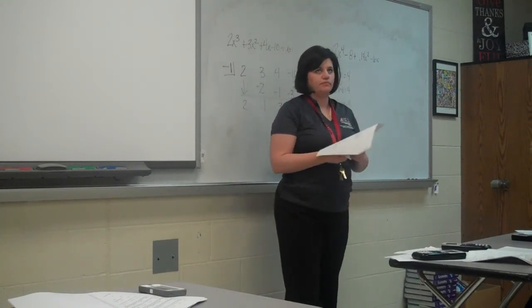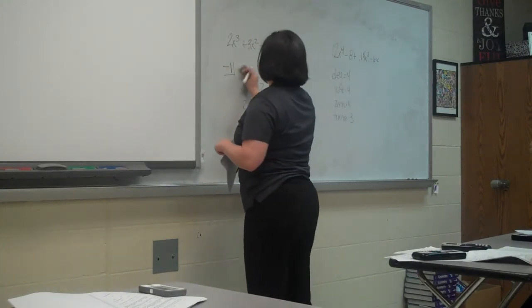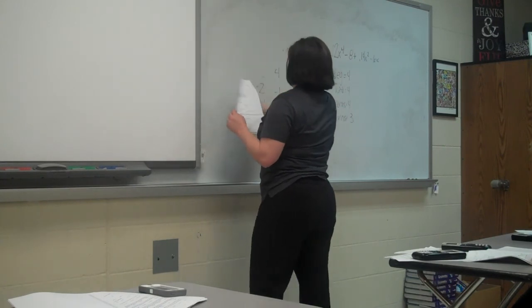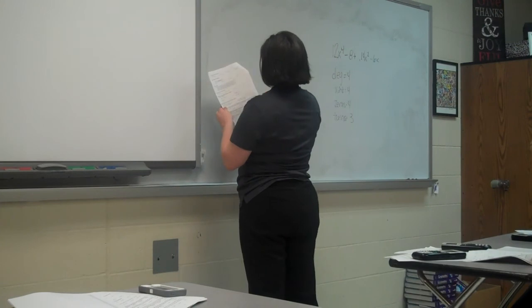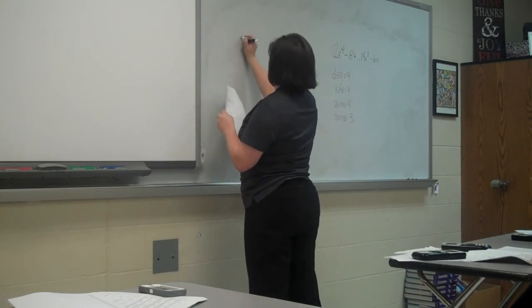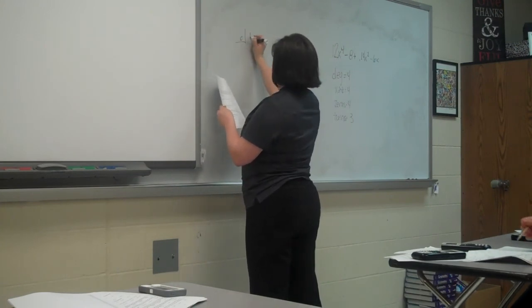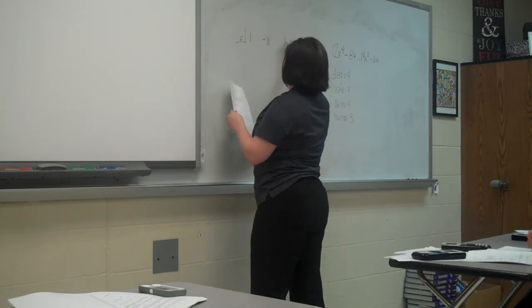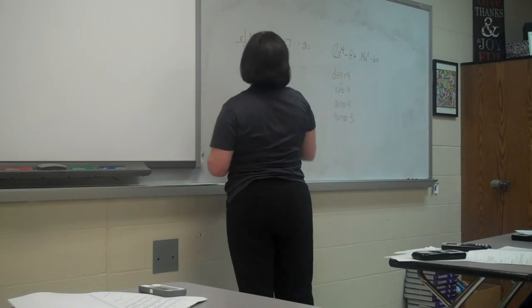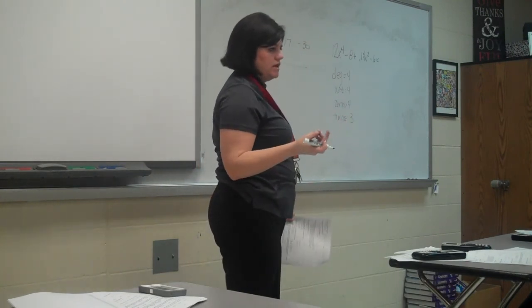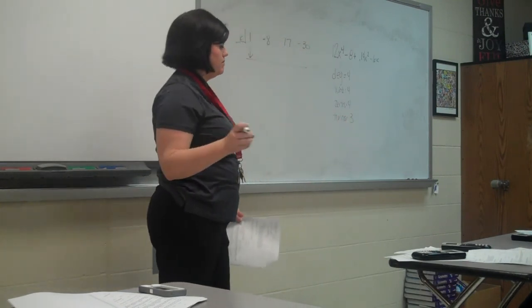Alright, 48. This is a tough one. Alright, they tell you that 6 is a 0, so I'm going to put 6 on the outside, and I'm going to have 1, negative 8, 17, and negative 30. And it should go into it evenly if it's a 0. If you try this synthetic division and it doesn't come out even, then it wasn't a 0.